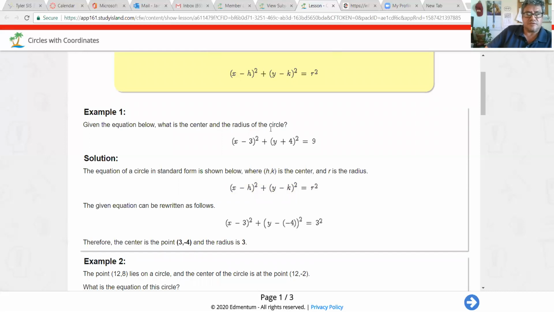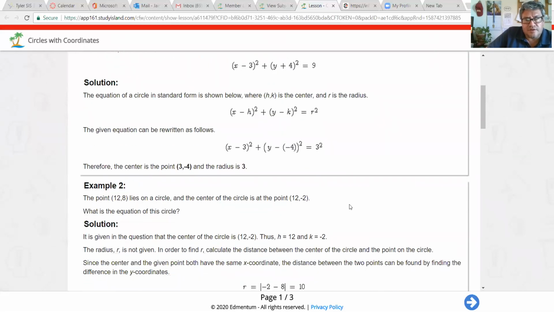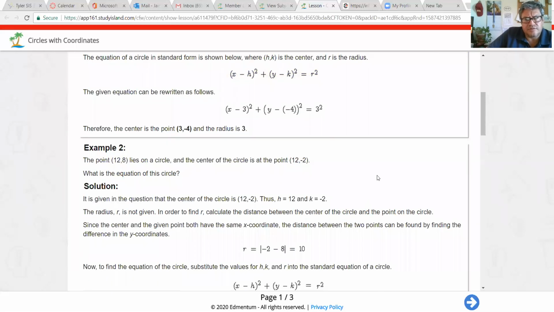And your solution, you just pretty much replace the values and you get (x - 3)² + (y - (-4))² = 3². So your center point is (3, -4), and that's based on these two numbers right up here. And your radius is going to be this squared, which is 3, because the square root of 9 is 3. Let's take a look at our second example.